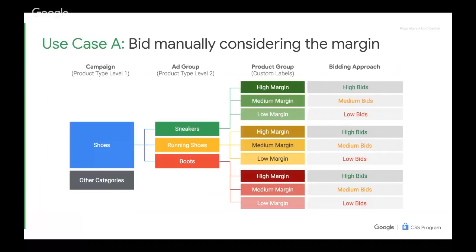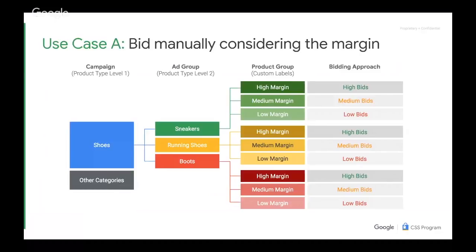The shoe campaign is then further divided by second-level product types, so sneakers, running shoes, and boots have each been given separate ad groups. The reason we want to keep sneakers and boots in separate groups is to set unique margins. These ad groups have been divided further into product groups, where the margin of each item is the deciding factor. The bids have been set accordingly, so that items with a higher margin have higher bids, in the end ensuring that the merchant maximizes the return on ad spend.